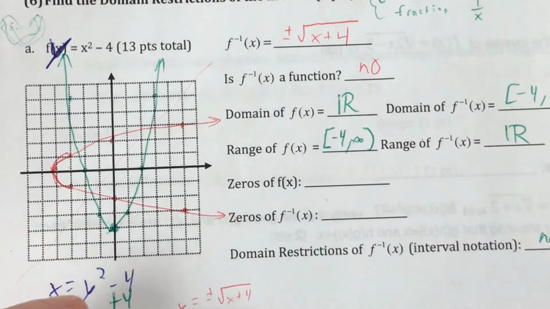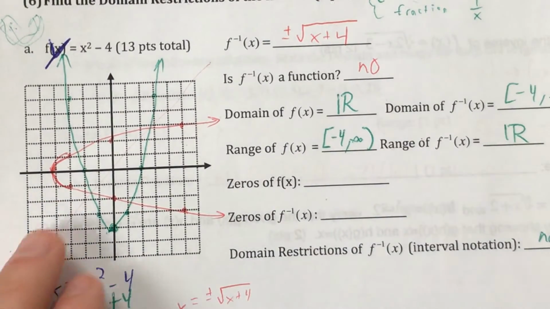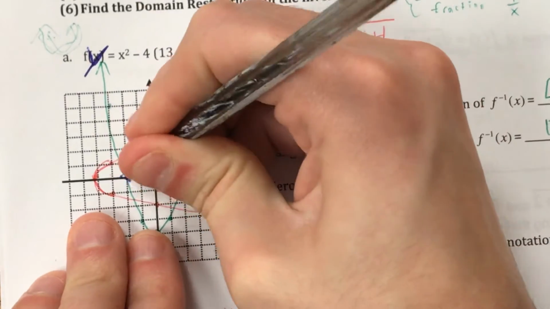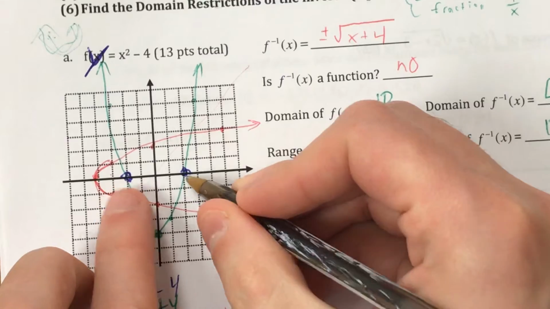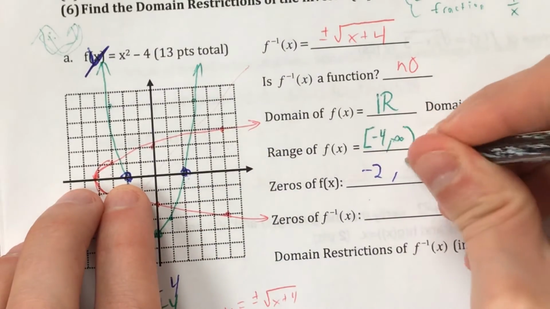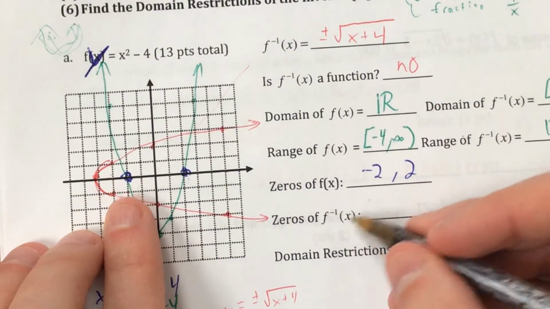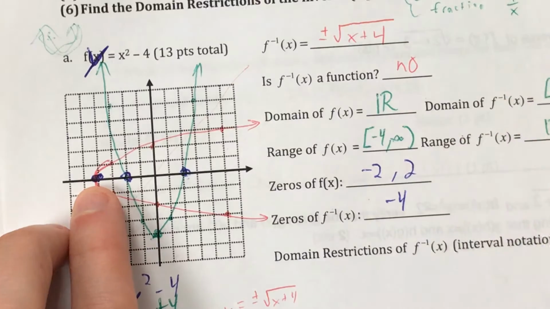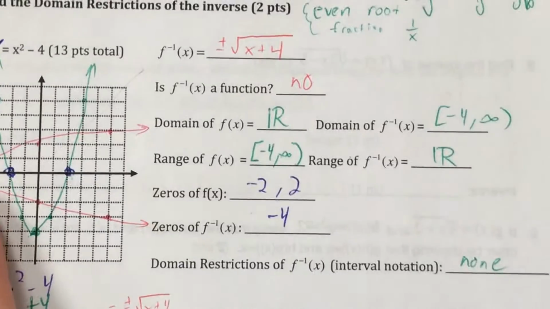Okay. Zeros. Zeros are just the x-intercepts. So like, boom, boom. The original goes through -2 and 2. The inverse, the red one, goes through right here, which is -4. And that's it for the first one.